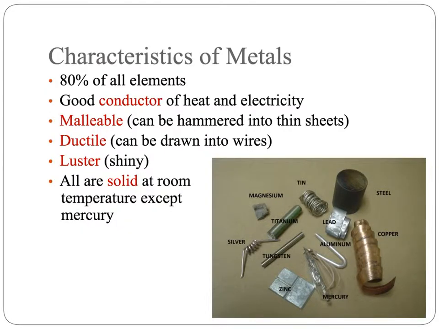Let's talk about some of the characteristics of these groups. As I said, most of the periodic table are metals, and metals in general are good conductors of both heat and electricity. Metals are malleable. They can be hammered into thin sheets, and you can bend them without breaking. They are ductile. They can be drawn out into wires, which of course we know from the wiring in our house for electricity. Metals have luster. They are shiny in appearance. And all of the metals are solid at room temperature except for mercury. You might already be familiar with mercury as a liquid in the thermometer.